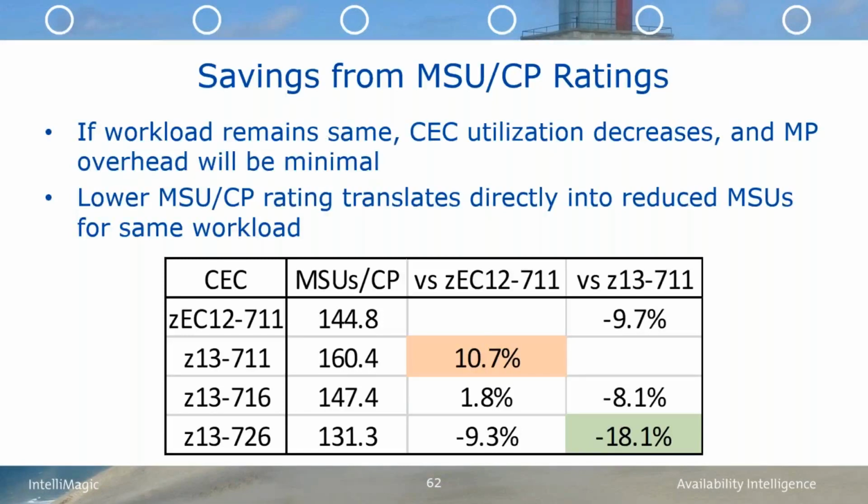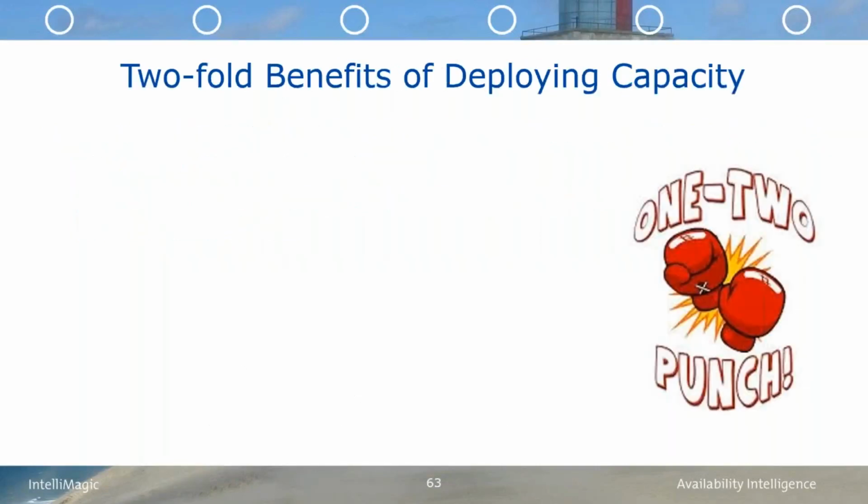The green value shows the decrease of 18% in the MSU per CP rating for the 726 from the 711. Or expressed another way, a workload that would generate 1,000 MSUs on a z13 711 would generate only 819 MSUs when run on a 726, solely due to the reduced MSU per CP rating, not even taking into account the CPU savings from improved processor cache efficiency that, as we saw, would also accompany this change.